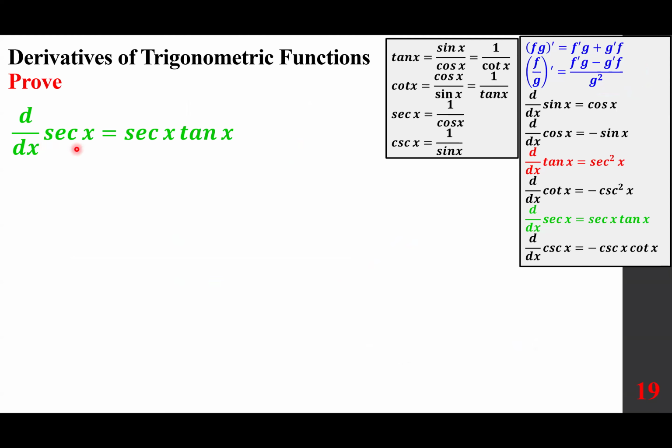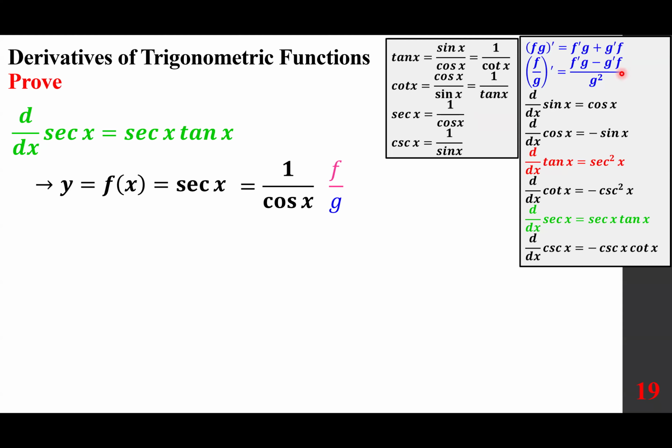Let's prove that the derivative of secant x is secant x tan x. And so if we let y or f of x be secant x, we can use 1 over cosine x, and therefore we are going to go with the quotient rule. We're going to write it f over g. So f prime g minus g prime f over g squared.